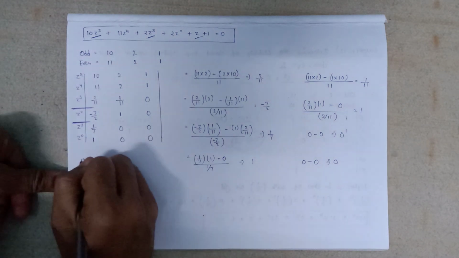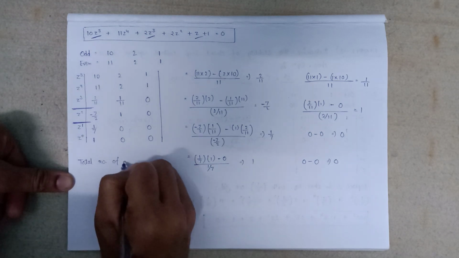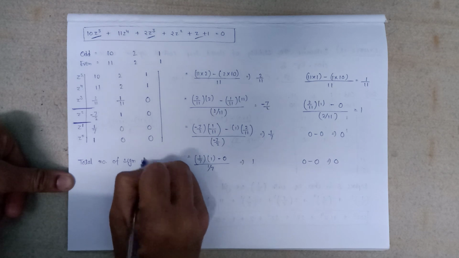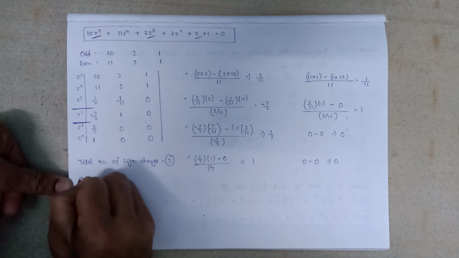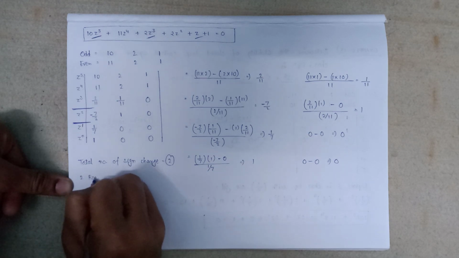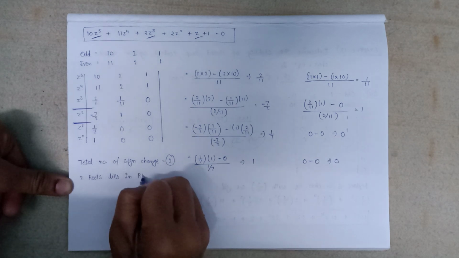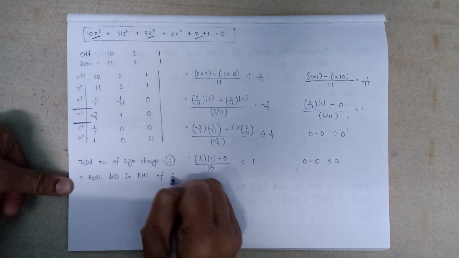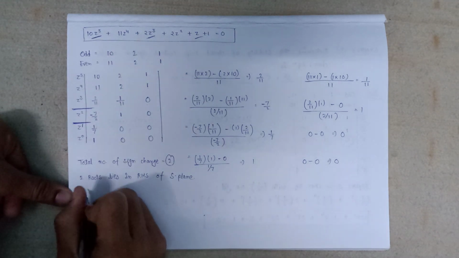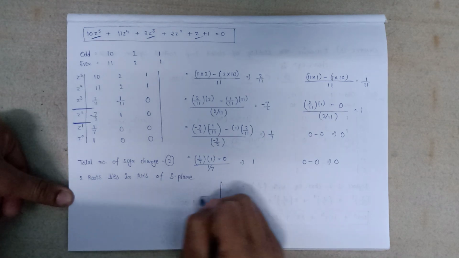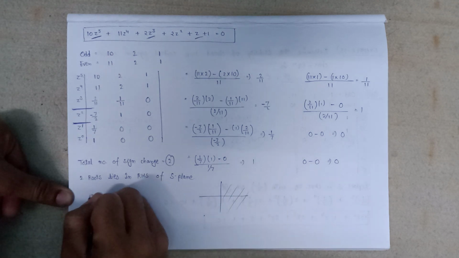So here the total number of sign changes is equal to 2. So we can say that 2 roots lie in the right half of the S-plane. Since 2 roots lie in the right half of the S-plane, we can simply say that our system is unstable.